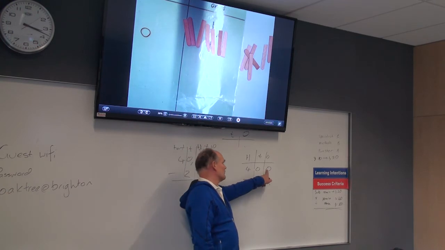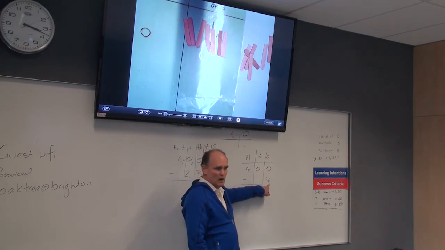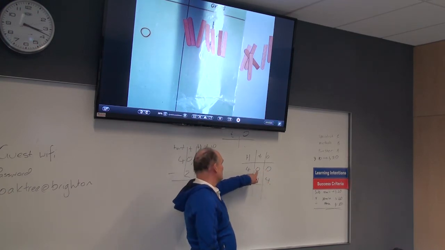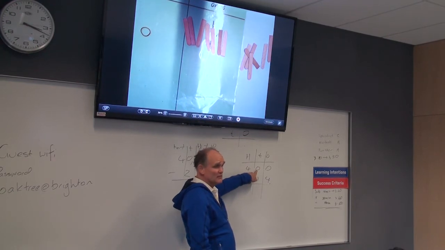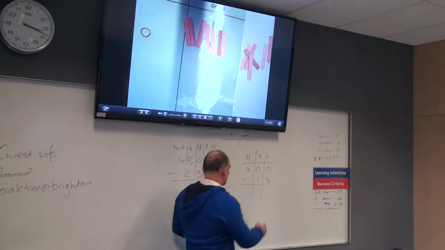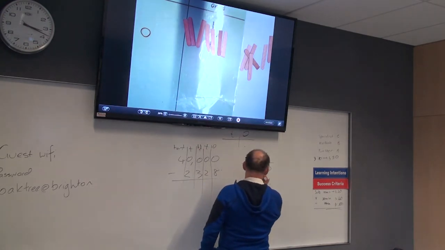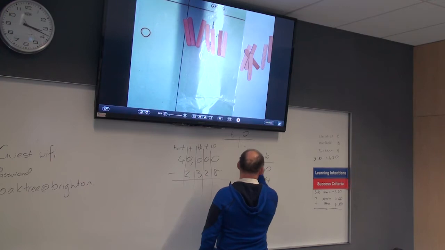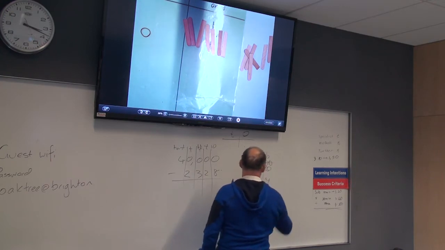I have no 1s. Can I take away 4 1s? No. Rename. I have no 10s. Actually, I do have 10s. I have a lot of 10s. How many 10s? 40. I got 40 10s. If I've got 40 10s and I rename one of them, I'll have 39 10s and 10 1s.